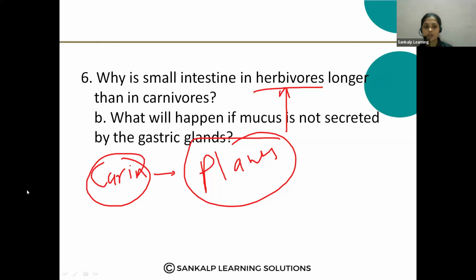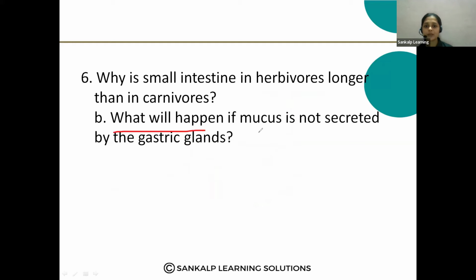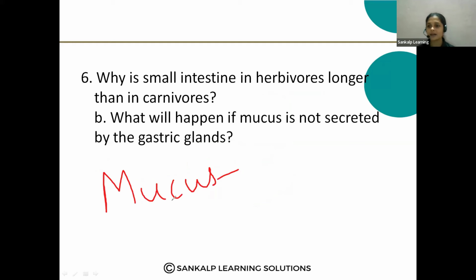So second question, what will happen if the mucus is not secreted by the gastric glands? Yes, what is the function of the mucus? That is secreted in the stomach. Anybody? What is the function of mucus?